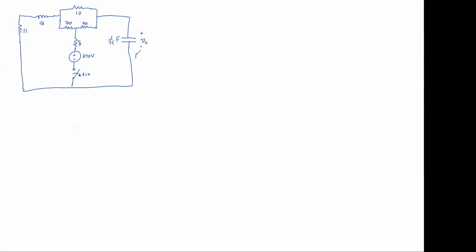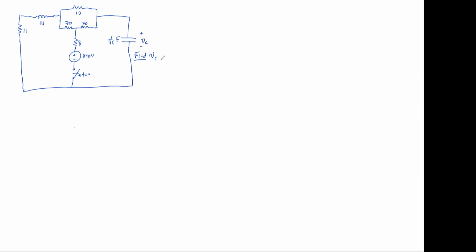Find V sub C. Now, because we're asking to find V sub C rather than something more complicated like the voltage across a resistor or the current through a resistor or the current through the capacitor, it seems like this might be an easier problem, but with all these resistors in there, that's what makes it tough. And in particular, it makes finding the initial conditions tough.